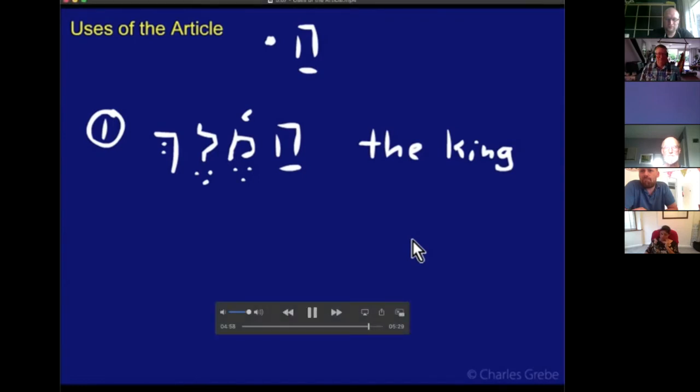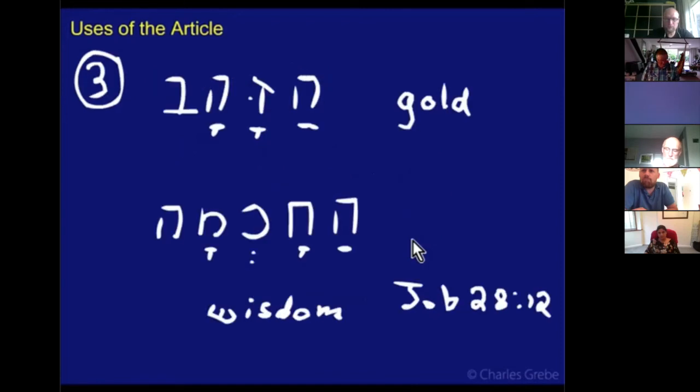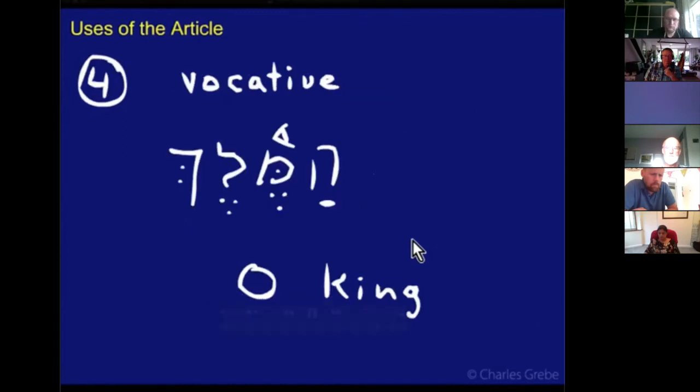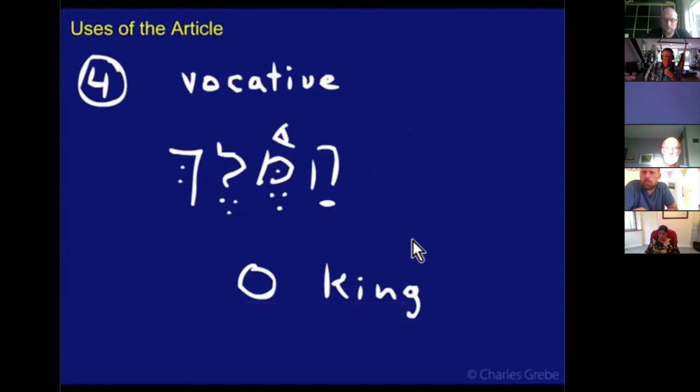The article. Second use is as a demonstrative on some words in some context. You'll want to translate it as a demonstrative, for instance, this day or today rather than the day. Sometimes with a collective, you want to just translate the noun without the article, gold rather than the gold, or with an abstract, you want to say wisdom rather than the wisdom. And lastly, as a vocative, you want to say, O king, rather than just the king. And it's context that will tell you the difference between these different uses.